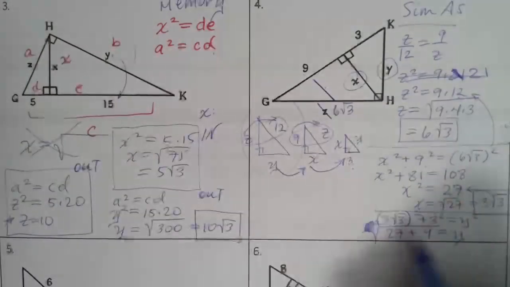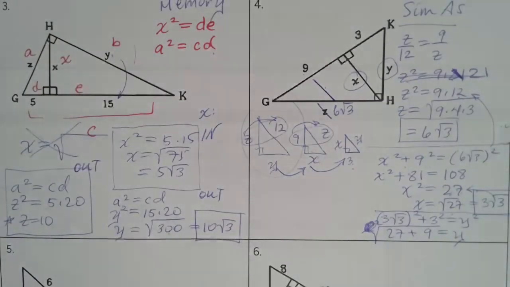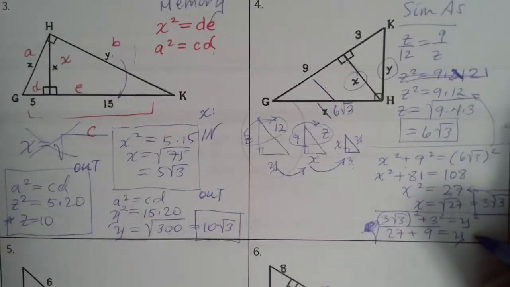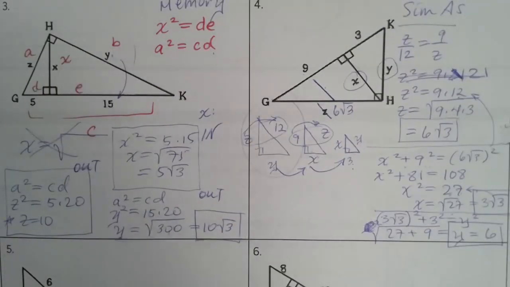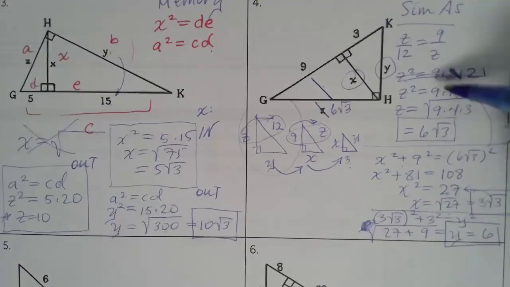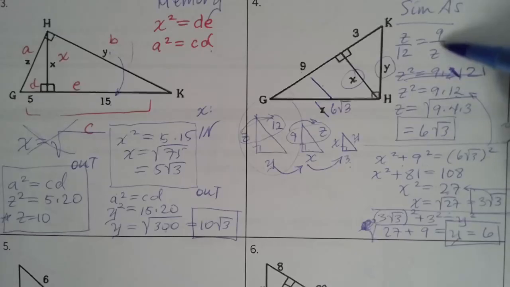And here we get y is the square root of 27 plus 9, which is the square root of 36, which is, of course, 6. Very nice. So y did happen to be rational in this case. And look, it's very obvious what I did. Look, do you see the way I wrote my work? It's very obvious what I did.